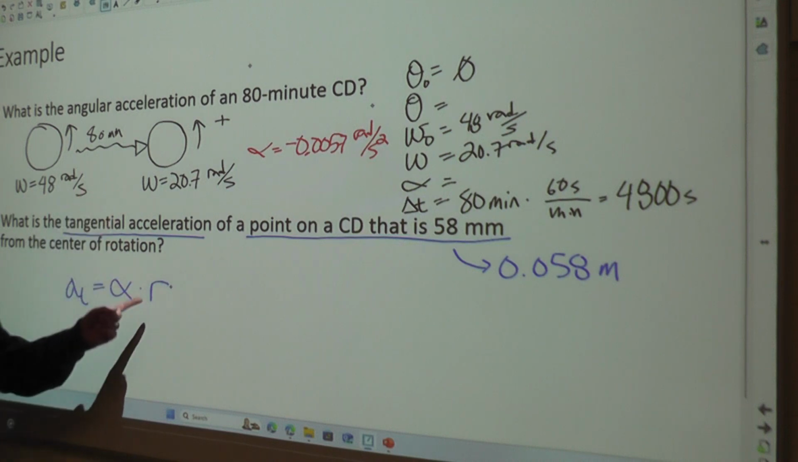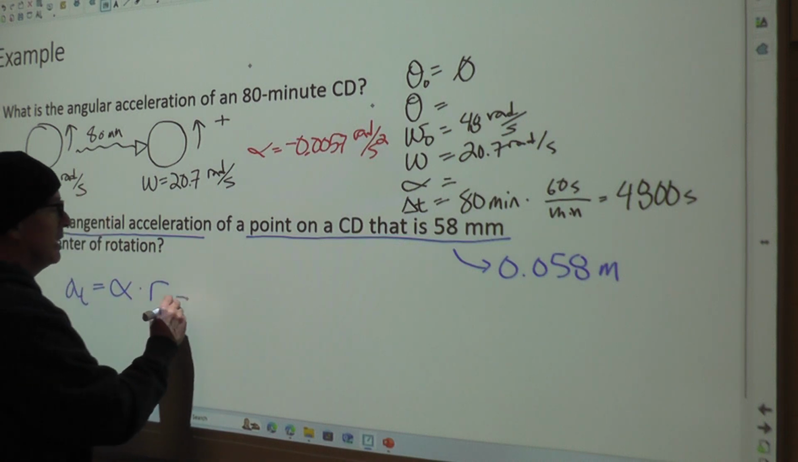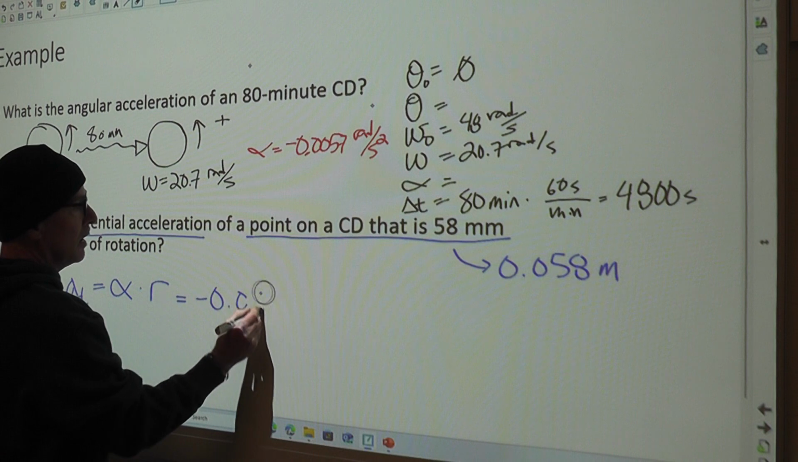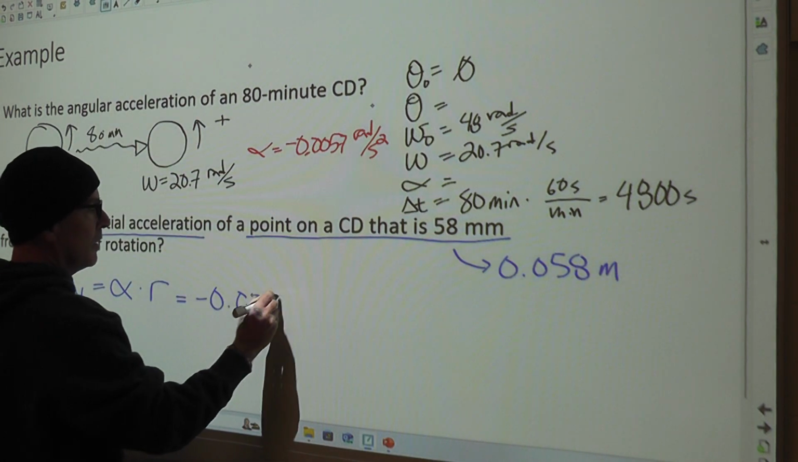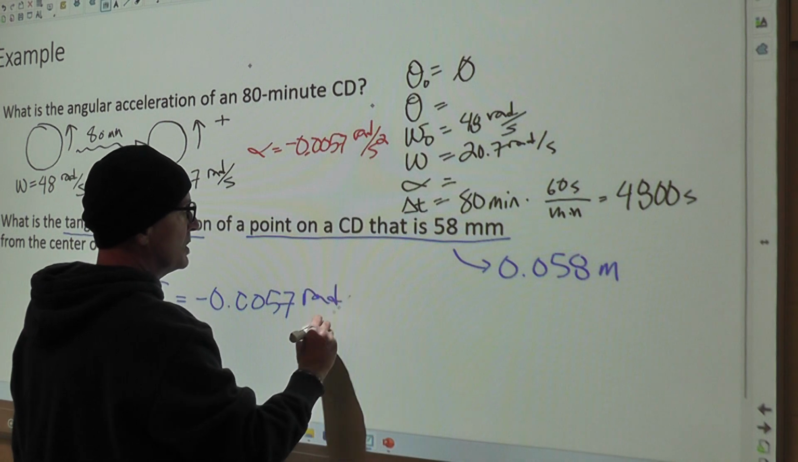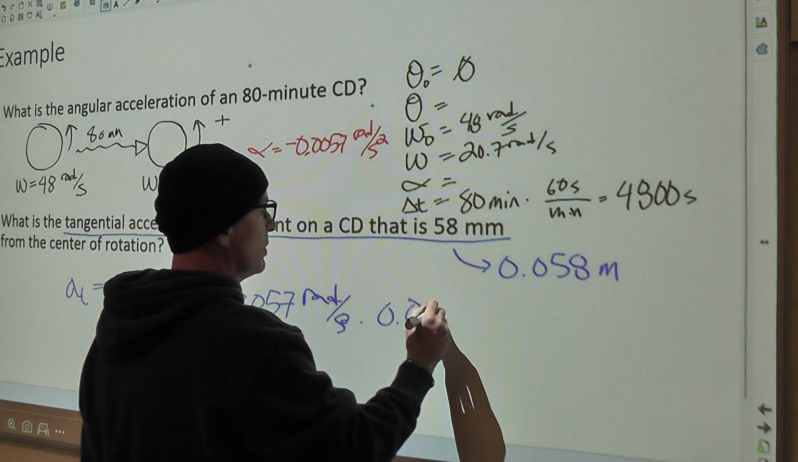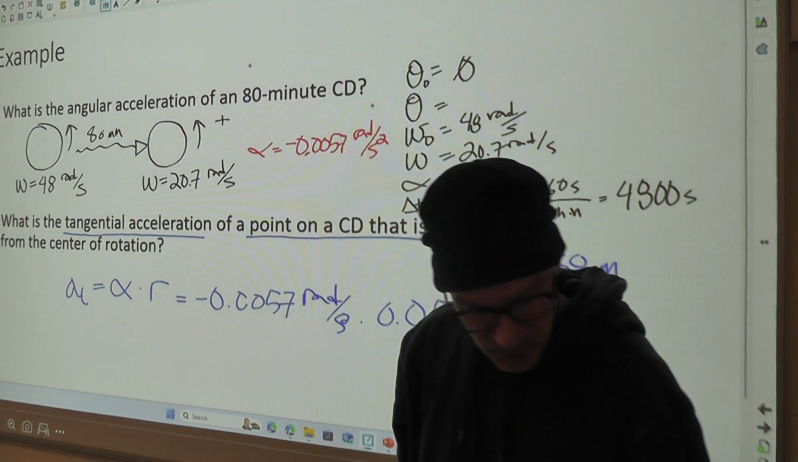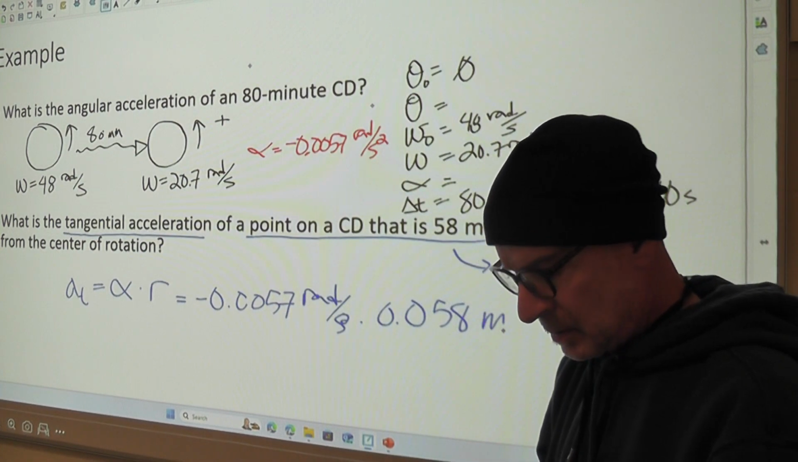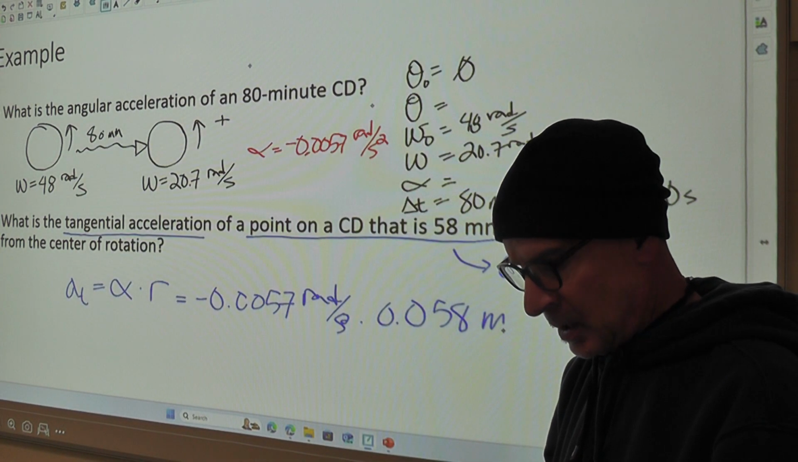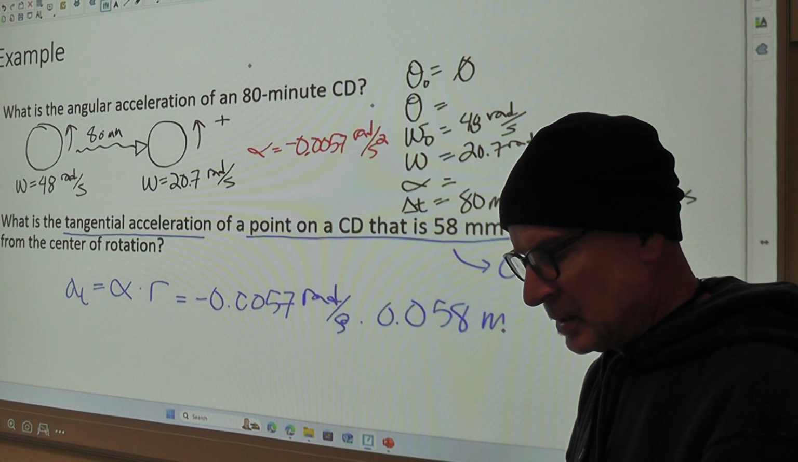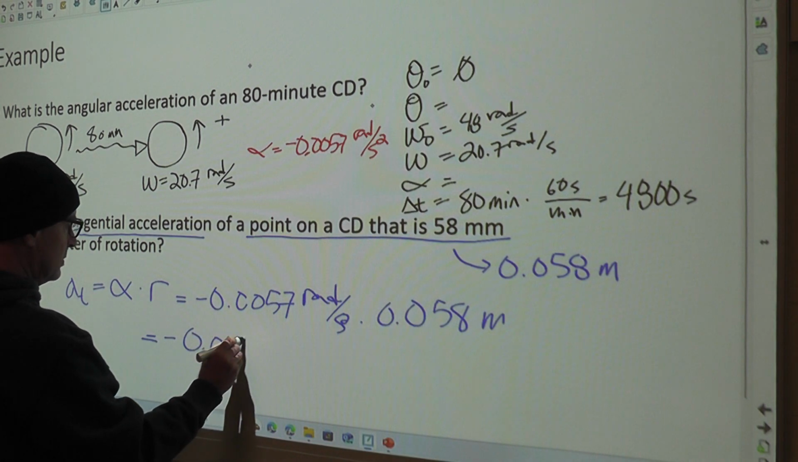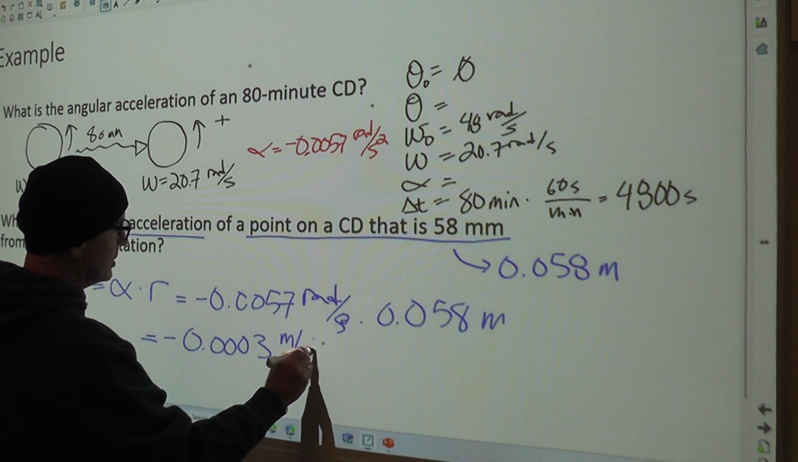Alpha is our angular acceleration, r is distance to the center of rotation. That's negative 0.0057 radians per second squared times 0.058 meters, and that ends up being some sort of a really small number. Like 0.058 times 0.0057 ends up being about negative 0.0003-ish meters per second squared.